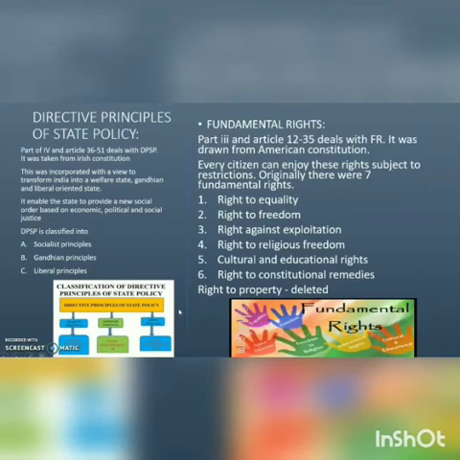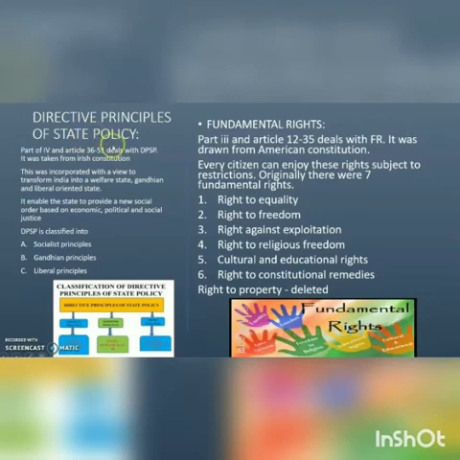Next, let us get back to the directive principles of state policy. What is this? For what are the directive principles of state policy made? What do they do? Directive principles are there in Part 4, and Articles 36 to 51 deal with directive principles. And from which country were directive principles taken? The Irish country. We have taken them from the Irish constitution.